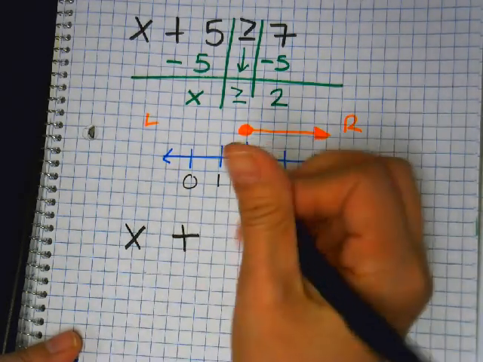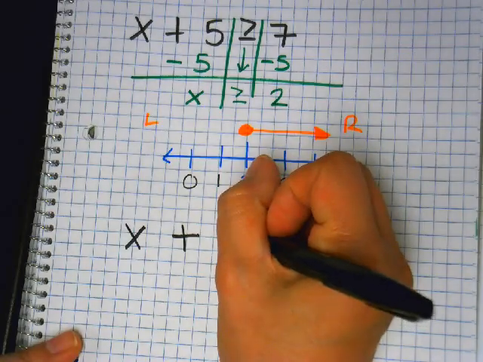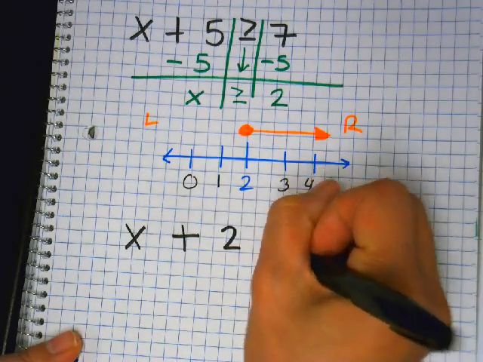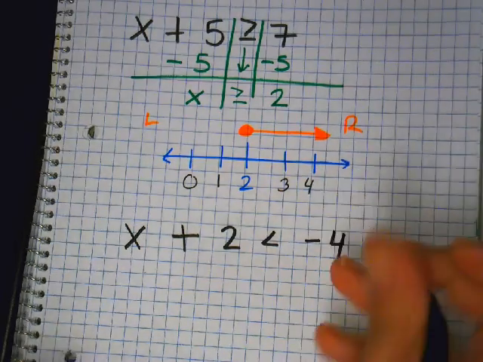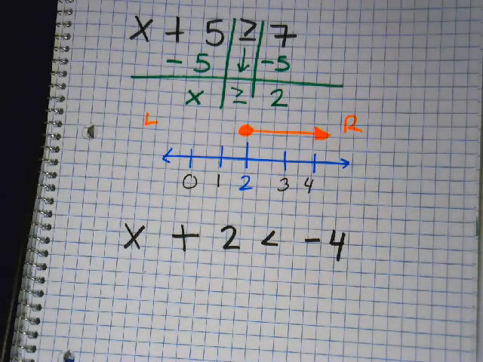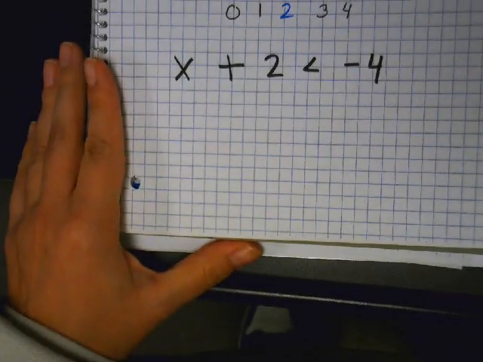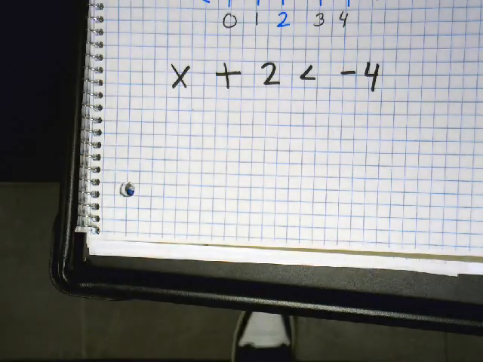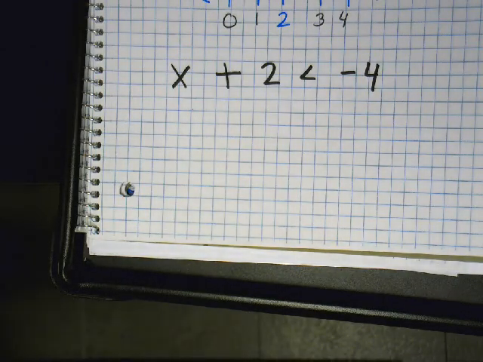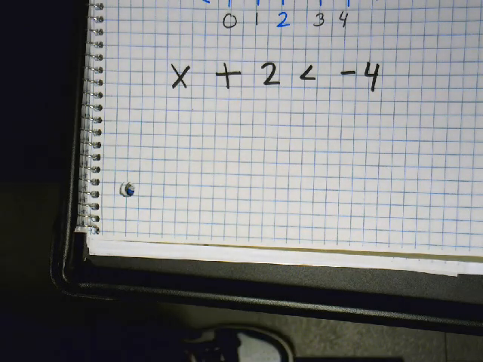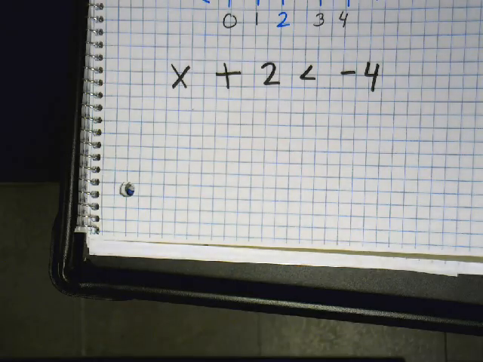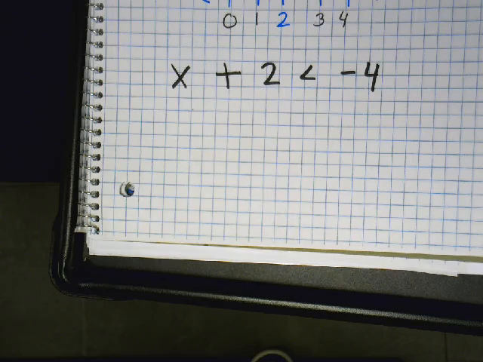Ooh, let's do this. Darwin, Sal, let's write this down. So, how do you say it? X plus 2 is less than negative 4. Very good. X plus 2 is less than negative 4. How do I solve it?